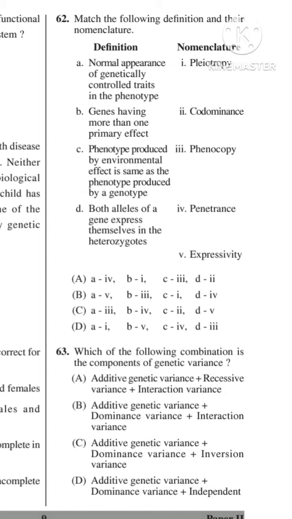Next question number 63. Which one of the following combination of component of genetic variance? See, we know that genetic variance is equal to additive genetic variance plus dominance variance plus interaction variance. So therefore the right answer is option B.